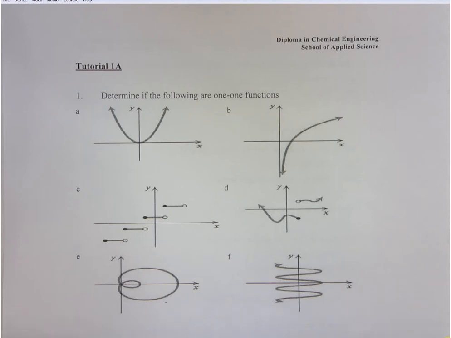So during lecture we were taught to use the vertical line test to check if the f(x) function is indeed a function, and then the horizontal line test to check if they are one-to-one functions. So let's go to part A.